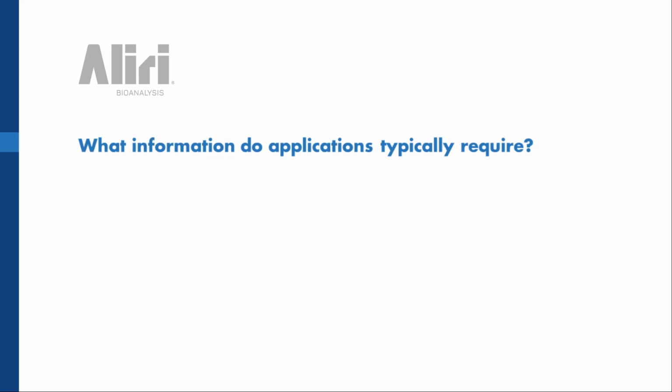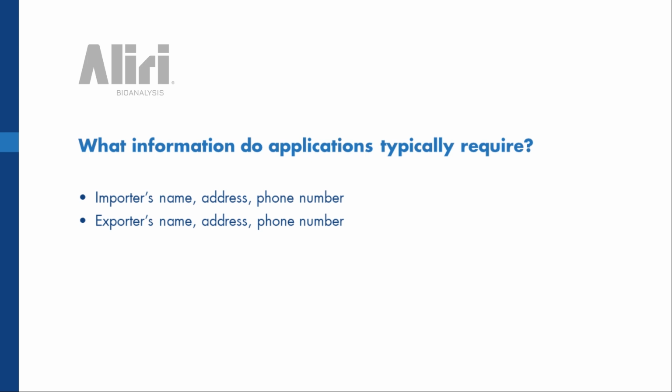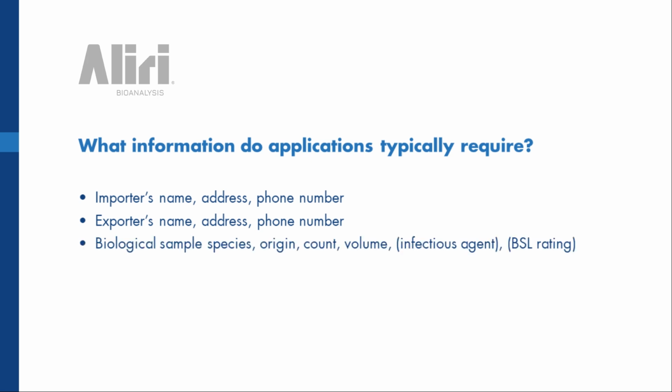So what information do applications typically require? So this is not comprehensive, but this is a general overview of much of the type of information that they ask about. So the first one is obviously the importer's name, address, and phone number. They want to know the exporter's name, address, and phone number. They also want to know the biological sample species, the origin of these samples, like where do they come from.